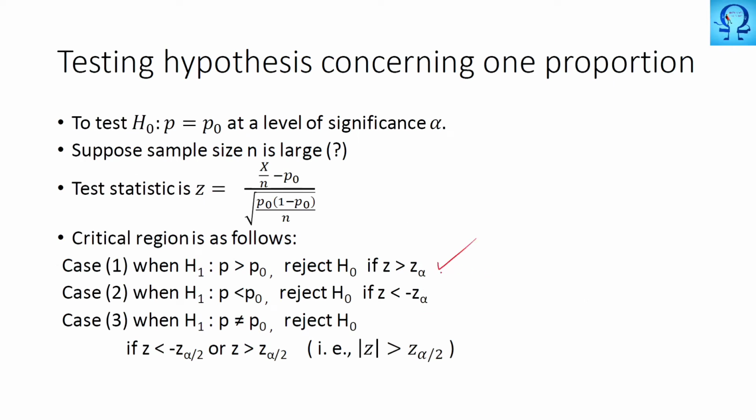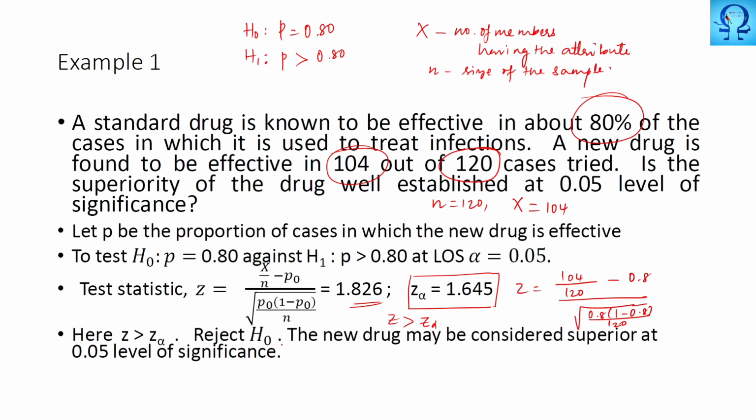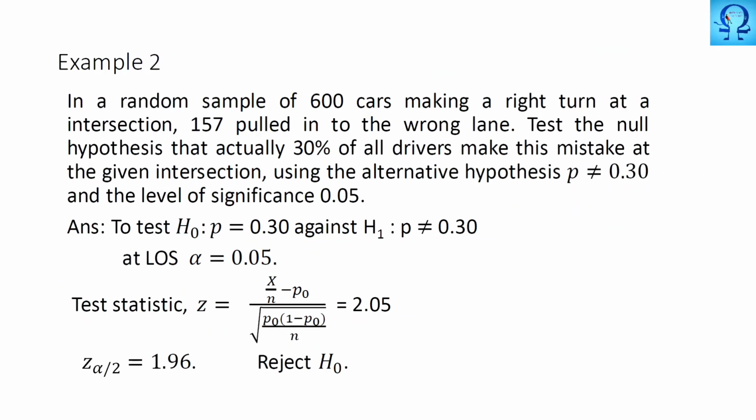So this is the case here. So we reject the null hypothesis, right? So by rejecting, what do we conclude? When we reject the null hypothesis, the superiority of the drug is considered well established at the specified level of significance.